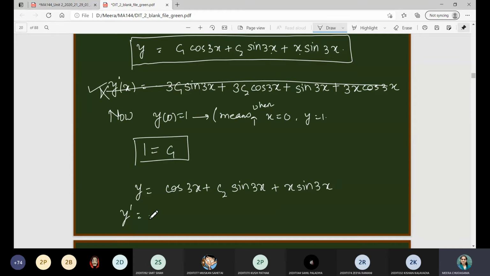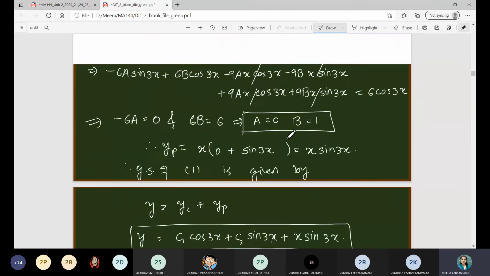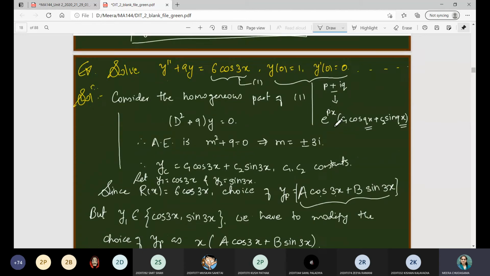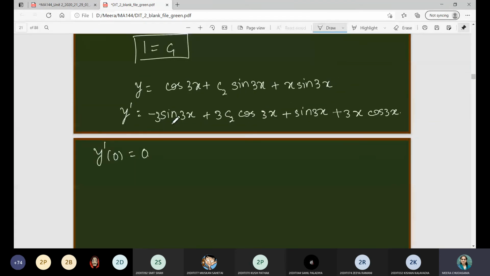So y dash is equal to minus 3 sin 3x plus 3c2 cos 3x plus sin 3x plus 3x cos 3x, right? So now y dash of 0 you are given 0, if I am not wrong. Let me check. Yes, y dash of 0 is 0. It means at x is equal to 0, y dash value is also 0.